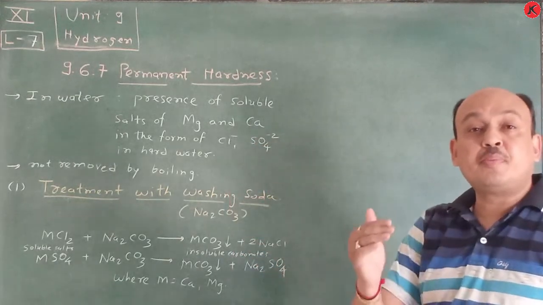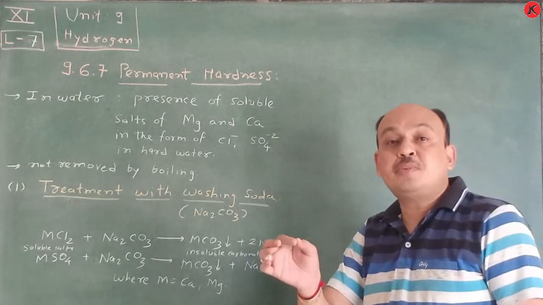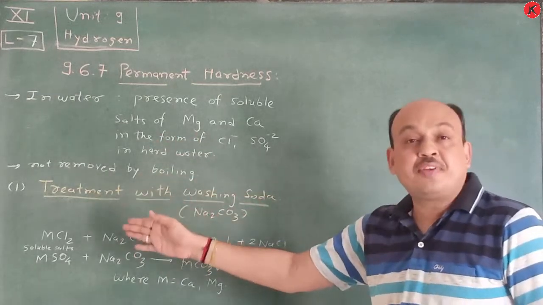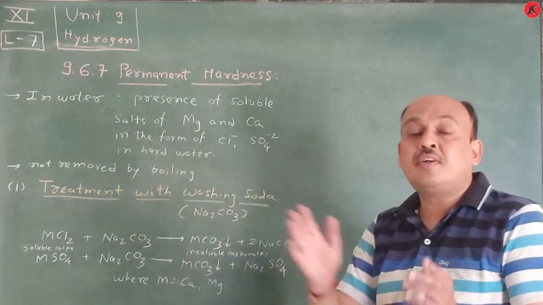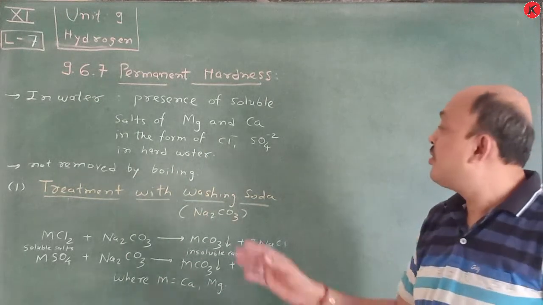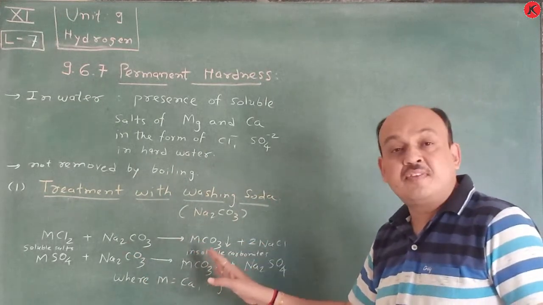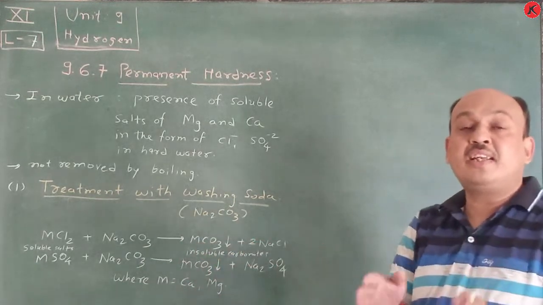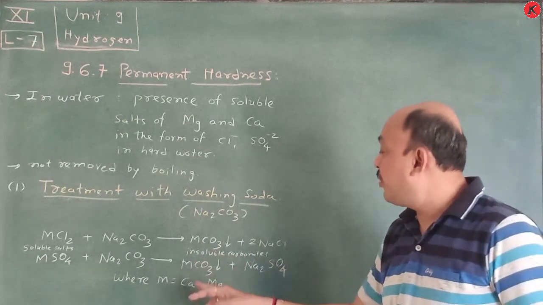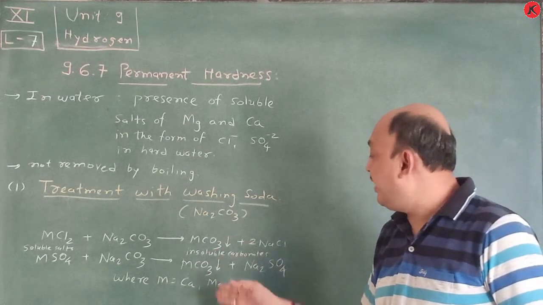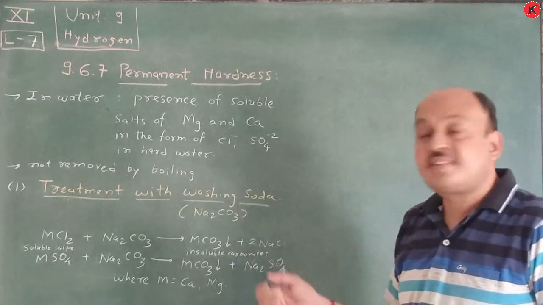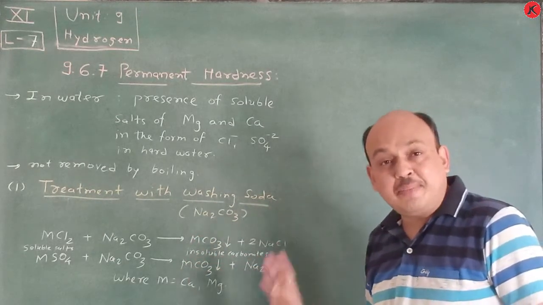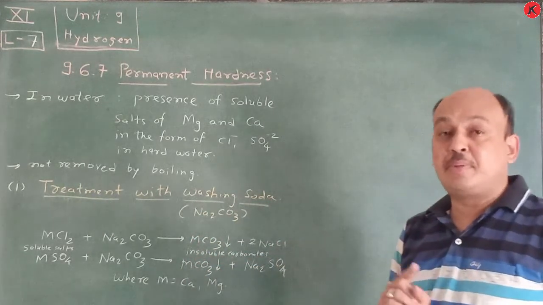That means we have to remove this Ca plus 2 and Mg plus 2, which are in soluble form as chloride or sulfate, and convert the water into soft water. So here these have to be converted into insoluble salts. We have to give certain reactions for that. Here we get insoluble carbonates, then we filter it, and whatever water remains is soft water. Here M is nothing but calcium and magnesium, remember it this way.